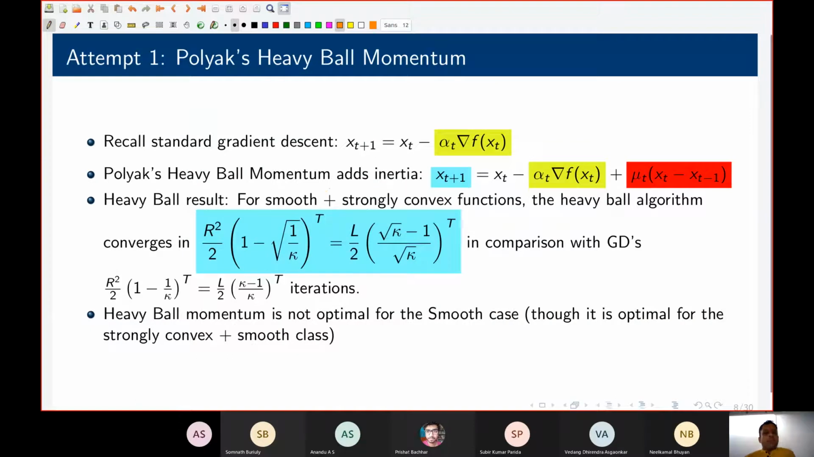So what did it yield? We have this Polyak heavy ball momentum as the first option, which adds an inertia term. As I said, you have the gradient at the current iterate, and then you add a velocity term. This velocity will of course have this exponential decay.